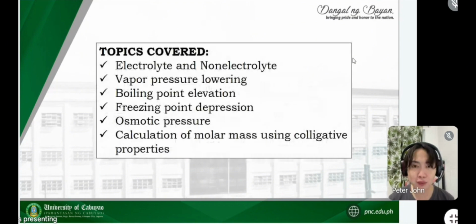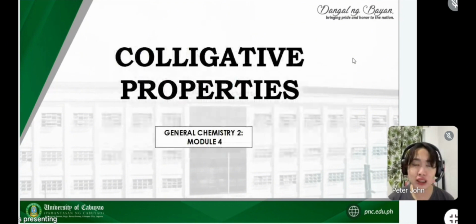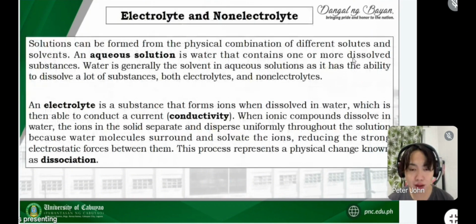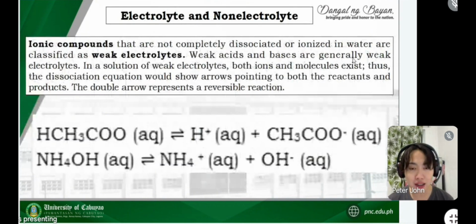Colligative properties, as a review, are properties of a solution which focus more on the amount of solute rather than the internal properties of a certain substance. So, that's the simplest explanation of colligative properties. Under this, we have terminologies such as strong and weak electrolytes.